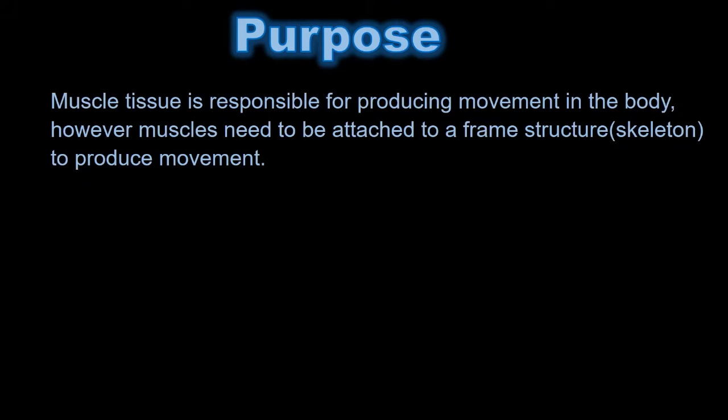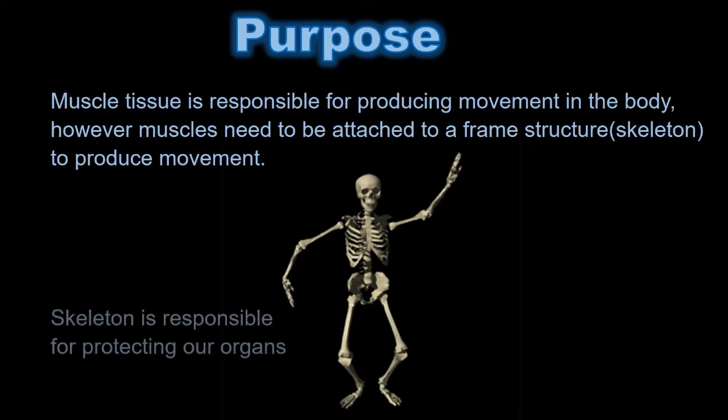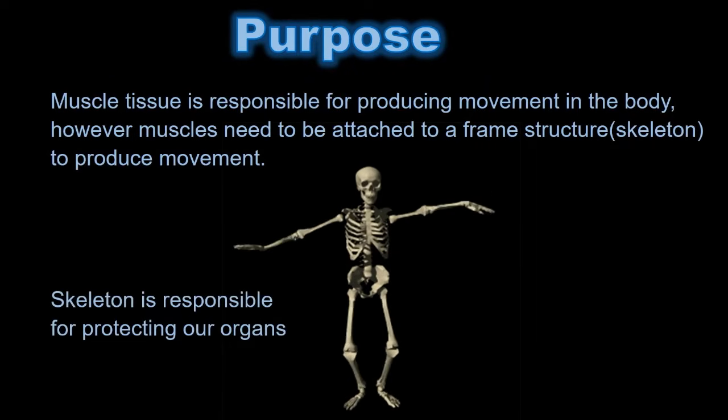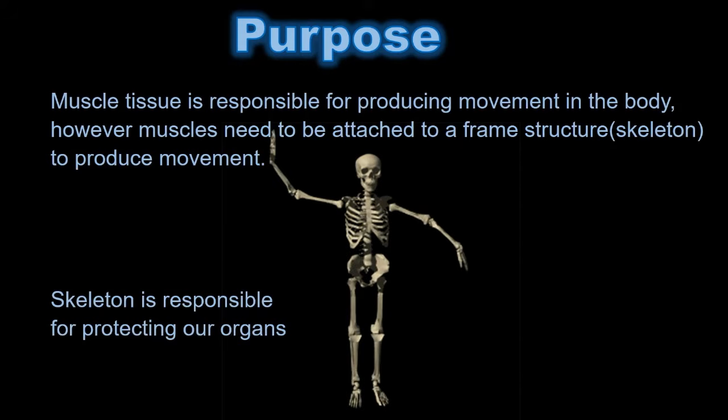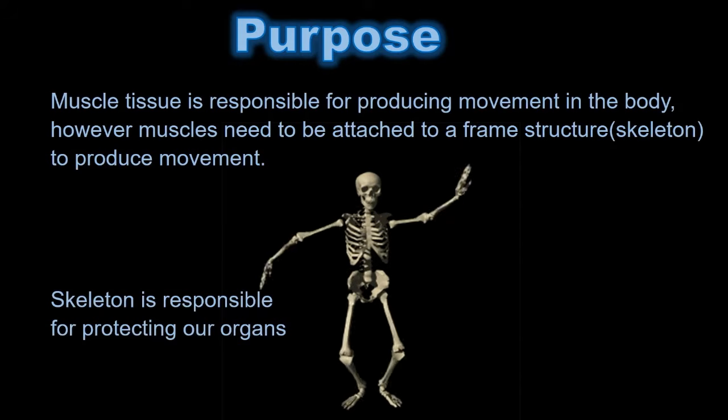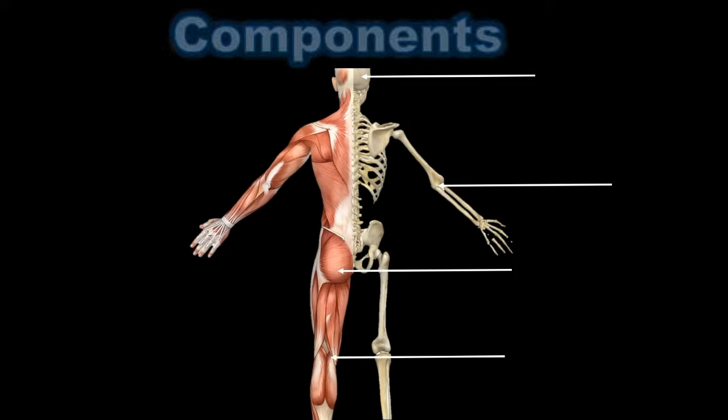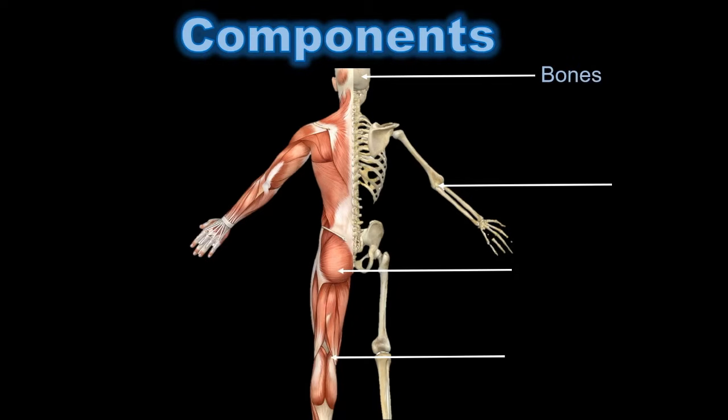So what is the purpose of the musculoskeletal system? Firstly, it will provide movement. The muscle tissue is responsible for movement. However, the muscles also attach to the skeleton. So the skeleton is an attachment frame for these muscles. It also protects our vital organs. Let's have a look at the different components which are involved.